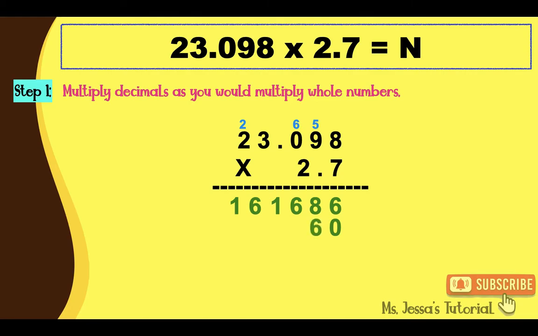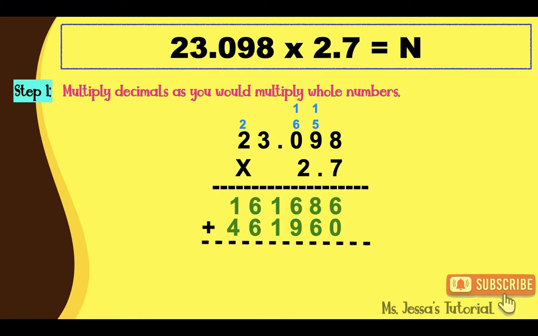Write 6 at the bottom, then carry 1 at the top of 9. 2 times 9 is equal to 18, plus 1 is equal to 19. Write 9 at the bottom, carry 1 at the top of 0. 2 times 0 is equal to 0, plus 1, that is 1. And then 2 times 3, that is 6. 2 times 2 is 4. So now, let's add them.